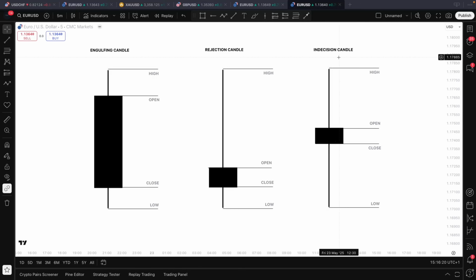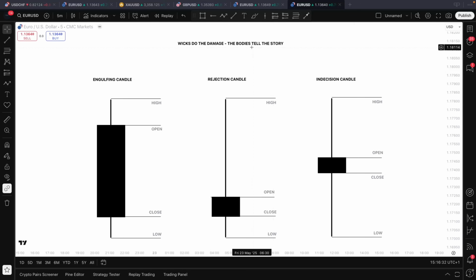Then finally, we have the indecision candle. Generally speaking, when you see an indecision candle, especially on the higher time frame, the next day is going to be unclear, or the next hour is going to be unclear, depending on what time frame you're working on. So these are the main 3. And to put this all together, this quote really does it justice. Wicks do the damage, the bodies tell the story. Take a second just to take that in and really think about the outcome of it.